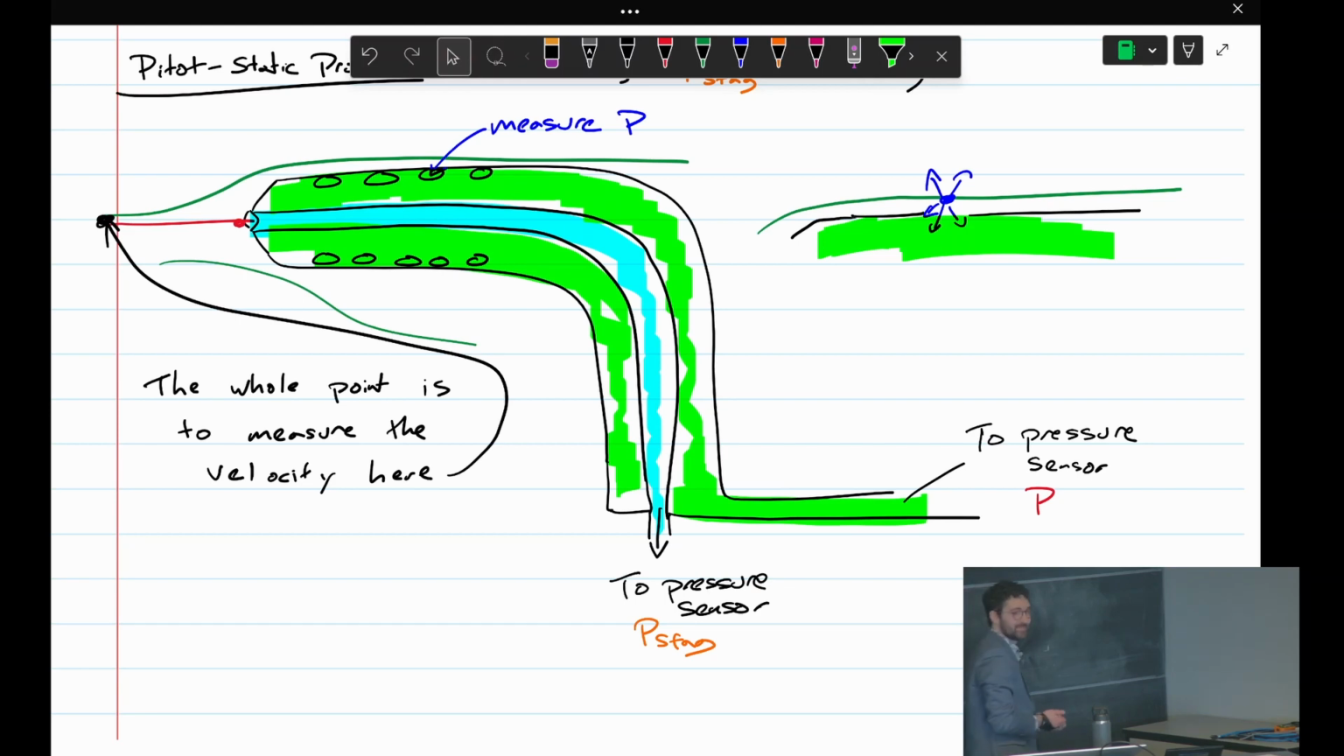So I have kind of a surprise. Everyone's going home today with a pitot probe. No, I'm just kidding.